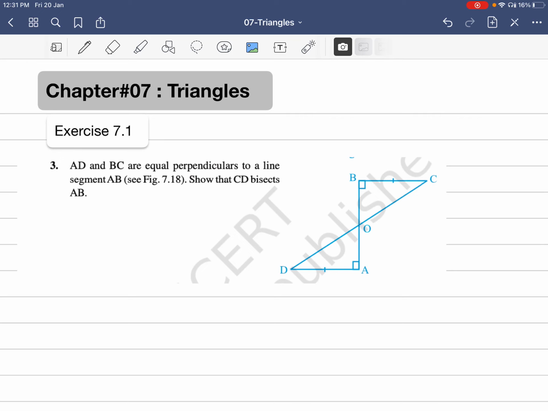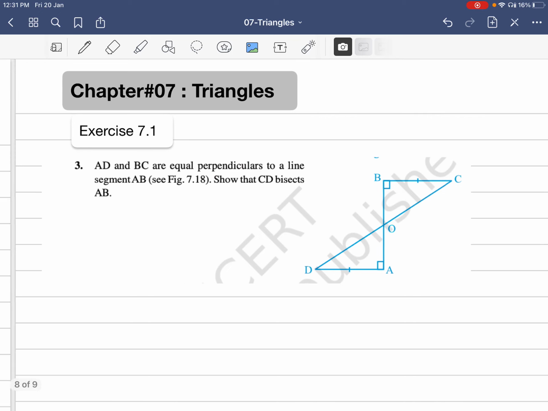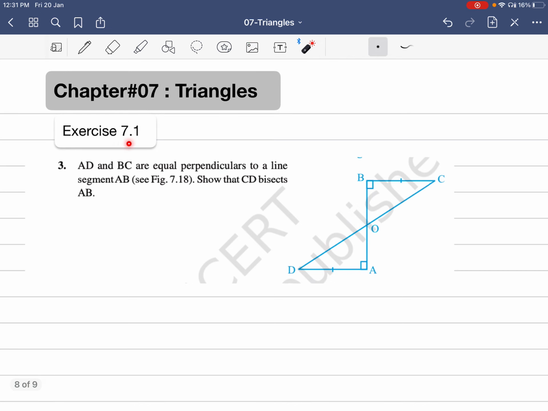So in this video, we will continue solving problems from exercise 7.1. Here we are going to deal with problem number 3. Let's read what the problem is.